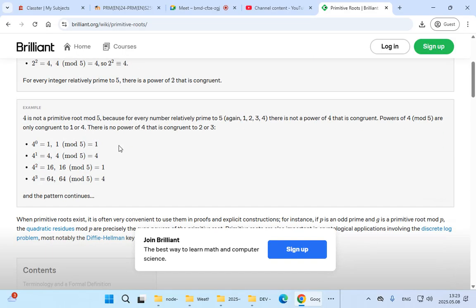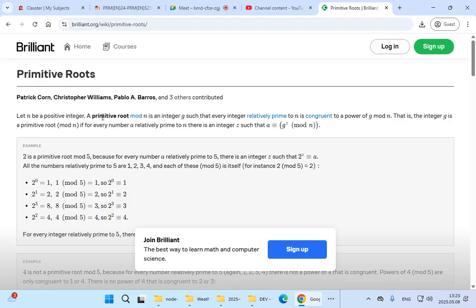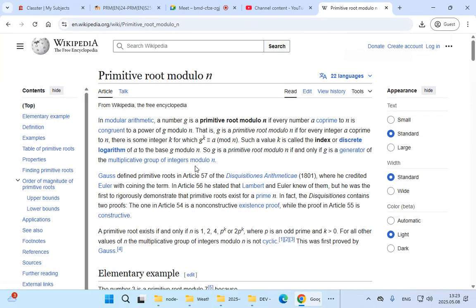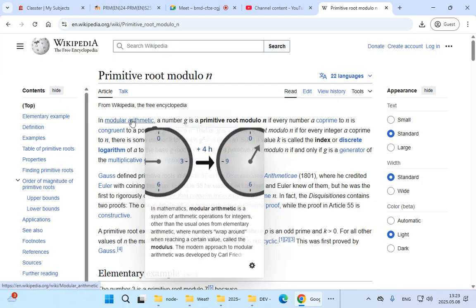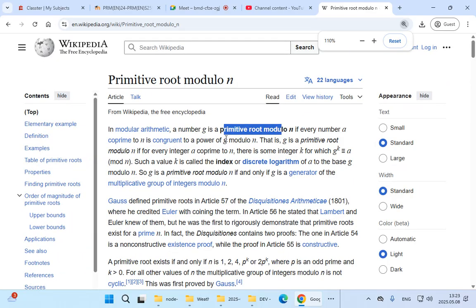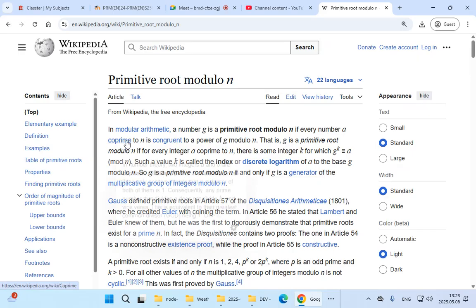And here you can see 4 is not a primitive root modulo 5, because for every number relatively prime to 5, there is not a power of 4. So you have to understand what a primitive root modulo is, and let us find some good explanation. Maybe here it will be good. In modulo arithmetic, a number g is a primitive root modulo n if every number a co-prime to n.